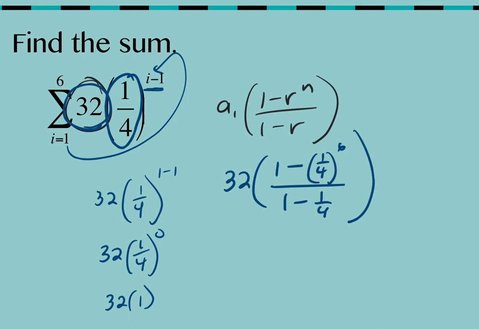We're finding the sum of all the terms in this sequence from 1 to 6. The other way you could do this is plug in 1, plug in 2, plug in 3, plug in 4, plug in 5, plug in 6, and add them together at the end. Nobody wants to do that.